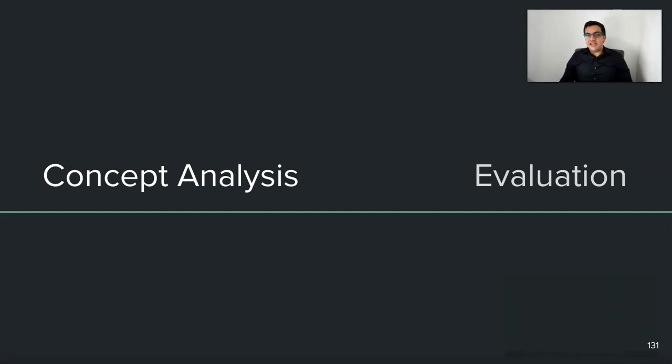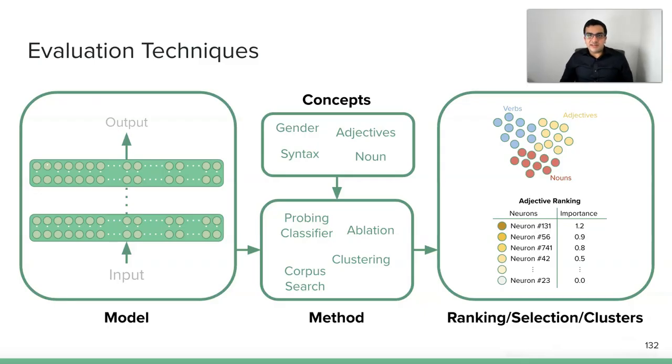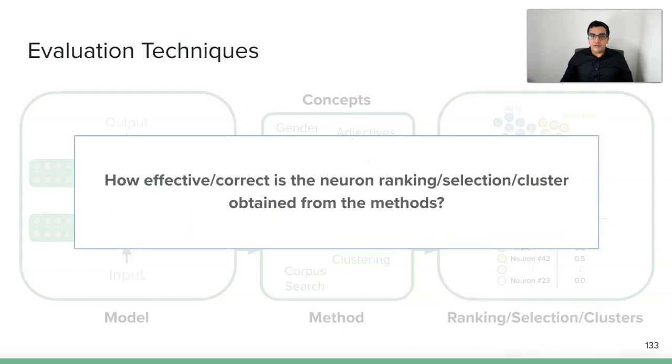Let us now switch gears and take a look at how we can perform evaluation. Just to remind ourselves, the goal of each of the methods is to give us a sense of important neurons in a model, whether that is importance with respect to a particular concept or to the model itself. And while we have now seen these methods in some detail, an important part of the concept analysis pipeline is evaluation. Essentially, we want to evaluate if the group of selected neurons or a ranked list of neurons correspond to actual importances in the model.